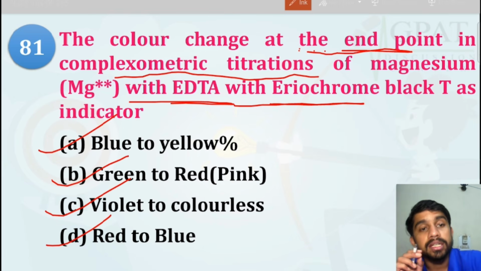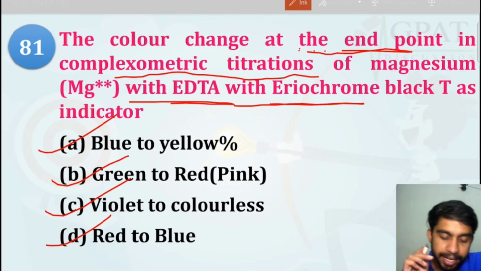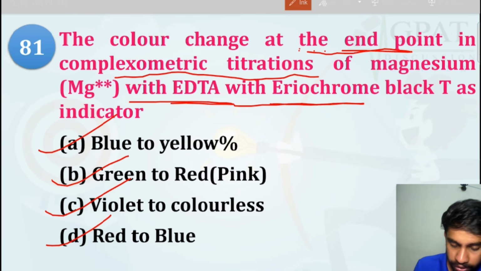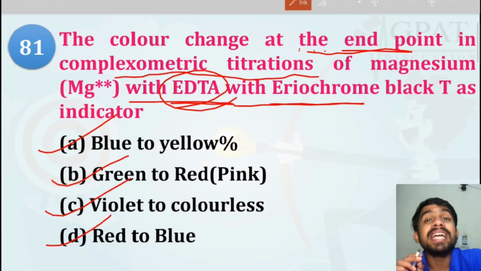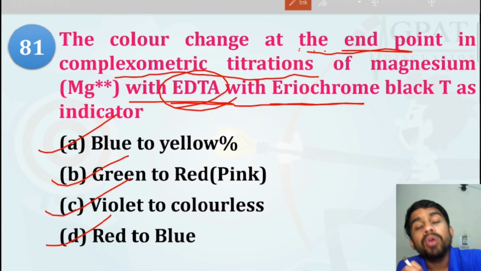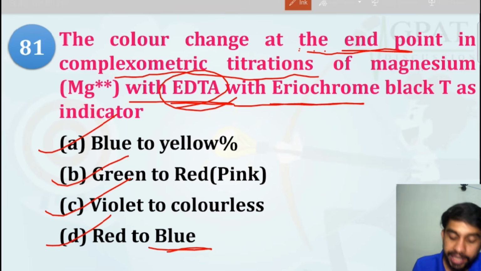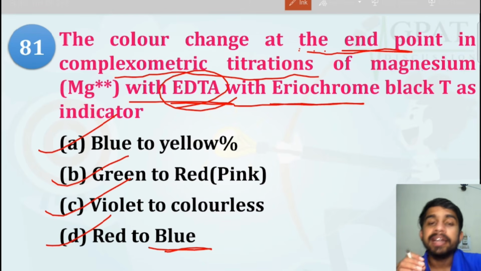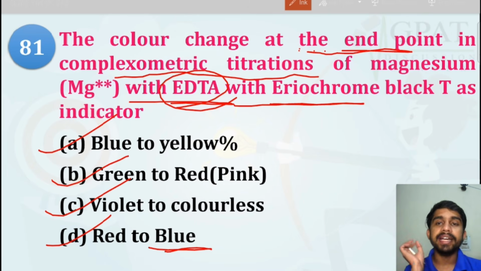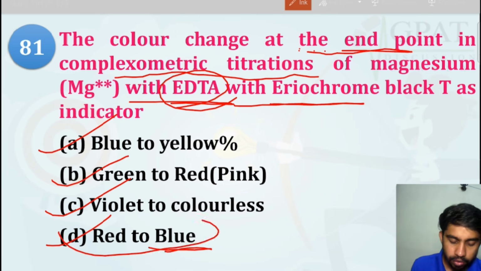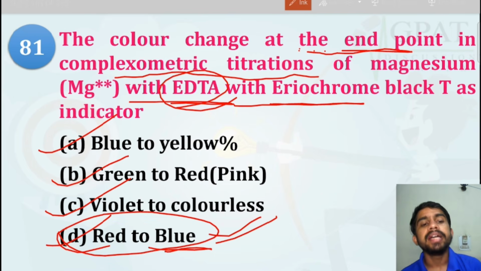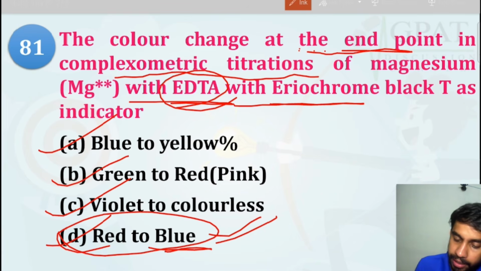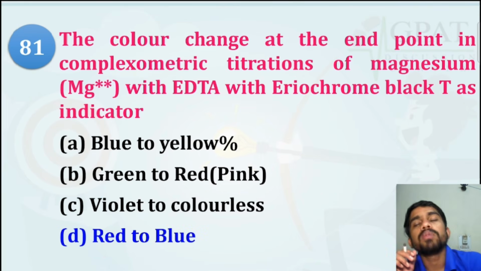So the correct answer for this question, what happens at the end point generally? Here we are using EDTA and magnesium. At the end point, EDTA and magnesium form a complex, and now the free indicator will become blue. So initially there was red color, and at the end the magnesium and EDTA form a complex, and the free indicator turns blue. So the right answer for this question will be option D. Simple.